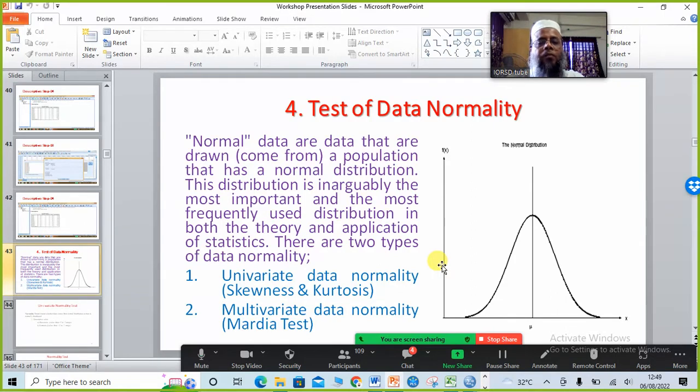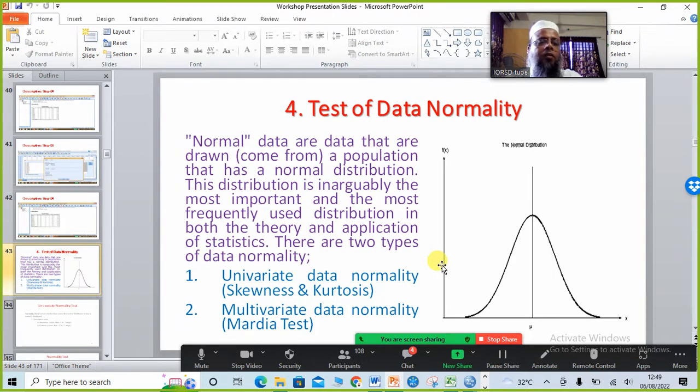I will further add that if data follows normality, we can say that 68% of the data lie within plus minus 1 standard deviation of the mean, 95% of the data lie within plus minus 2 standard deviations of the mean, and 99.7% of the data lie within plus minus 3 standard deviations of the mean. So it basically tells us whether our population is normally distributed or abnormally distributed.